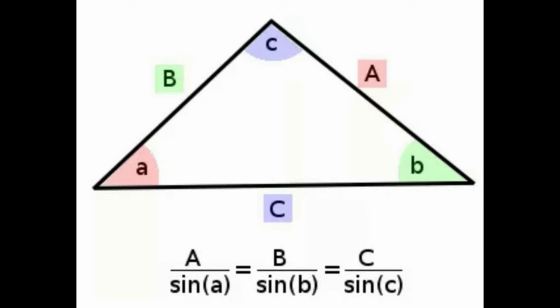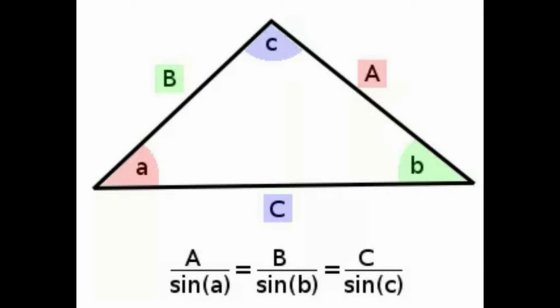So all 3 of these fractions are equal to each other. So you can do 2 of them. You can do A compared to C, A compared to B, B compared to C, however you want to do it. So this is just saying that the fraction of any side over sine of the angle across from it is going to be equal to the same setup for either of the other 2 angles inside. So make sure you have that written down, and it'll make more sense as we do a couple problems.